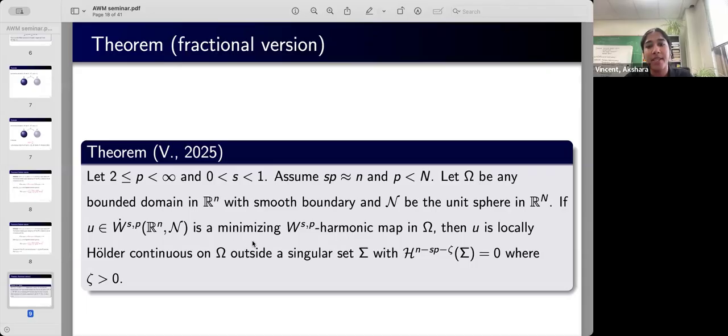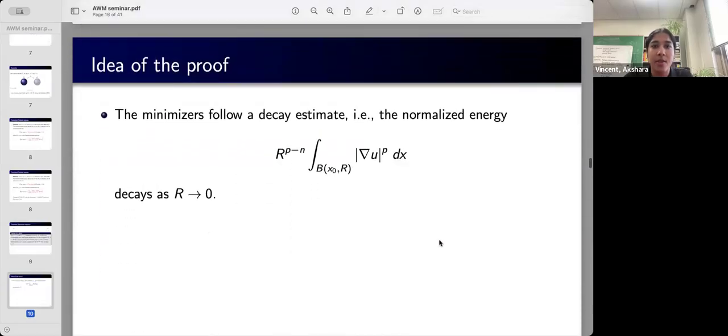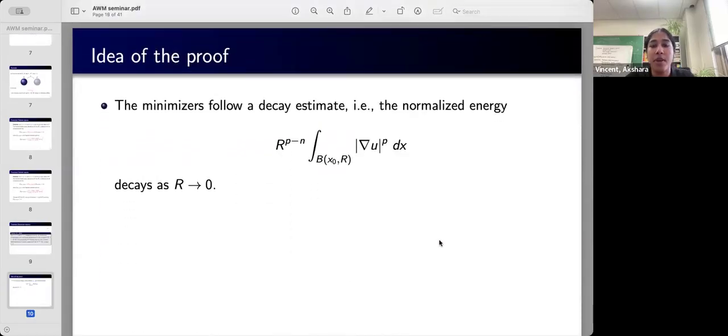I'll define what is the meaning of a minimizing W^{s,p} harmonic map later. Also, just keep a note that the dimension of the singular set here is strictly smaller than n minus sp, which is an improvement. So let's look into the idea of the proof.